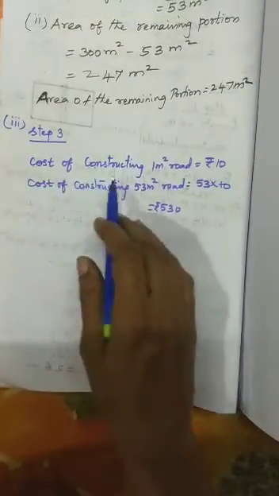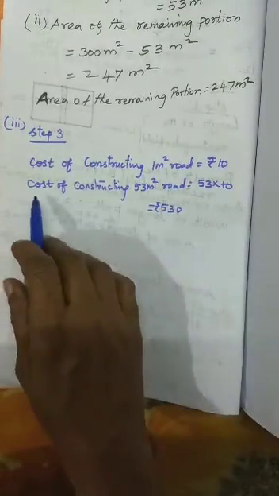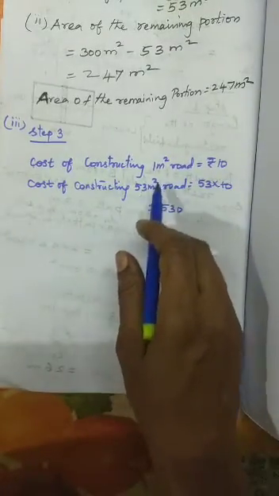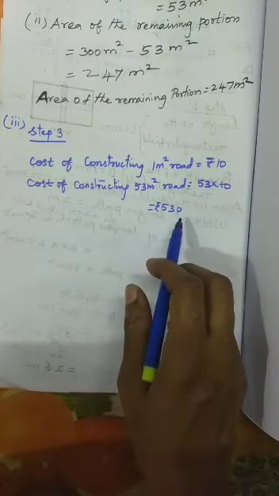Step 3. Cost of constructing 1 meter square road is rupees 10. Then cost of constructing 53 meter square road is 53 into 10 is equal to rupees 530.